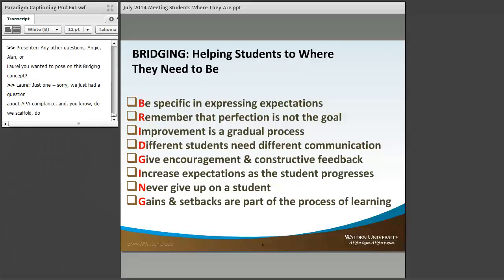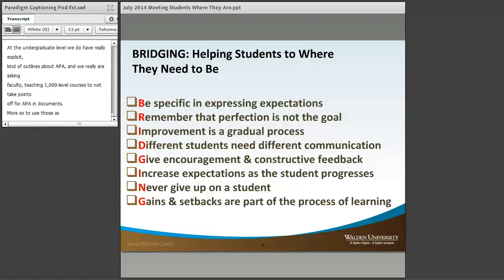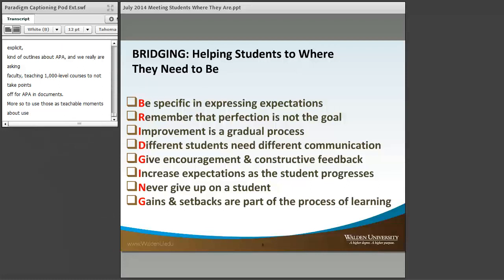At the undergraduate level, we do have really explicit outlines about APA, and we really are asking faculty teaching 1,000 level courses to not take points off for APA compliance in documents, more so to use those as teachable moments about using the words and ideas of others. We want them to cite their sources, but at 1,000 level, if they're not perfect with their APA, that's not such a big concern.